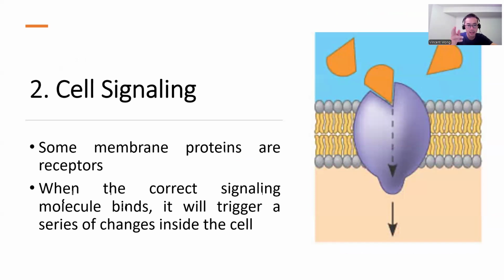Number 2 is cell signaling. Some membrane proteins are receptors. Think of them as like little doorbells. Special signaling molecules like hormones would bind to the receptor protein, and then it will relay the signal inside the cell to cause changes inside the cell. The kind of changes that will happen depends on the kind of signal that is conveyed by the molecule. Some molecules will increase certain types of cellular activity, while others will suppress them.